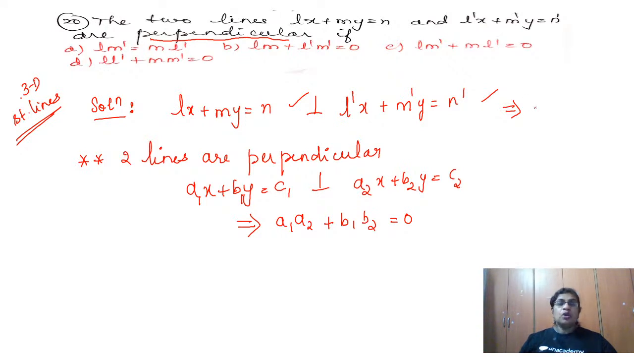So look at the coefficients of x. So you're getting L into L dash plus m into m dash is equal to 0, and the option which satisfies this is nothing but the D option. Yes, so D option is your right answer. Okay, we move on to the next question.